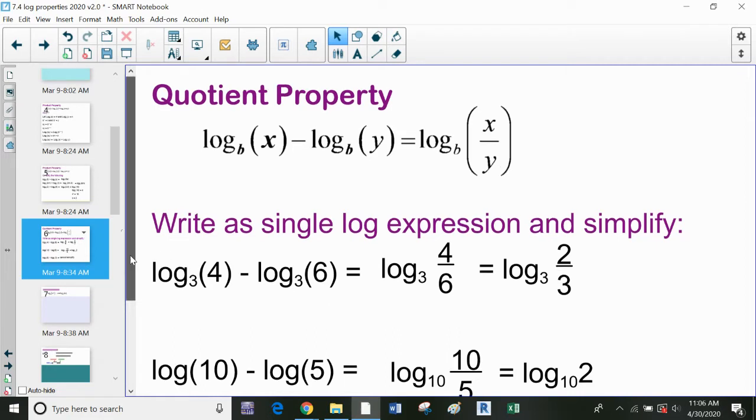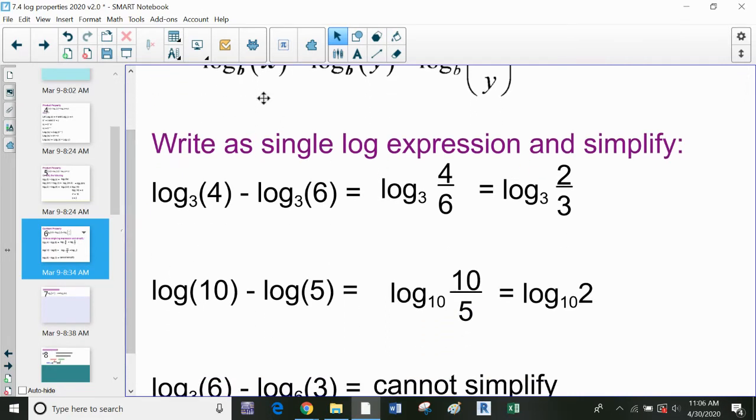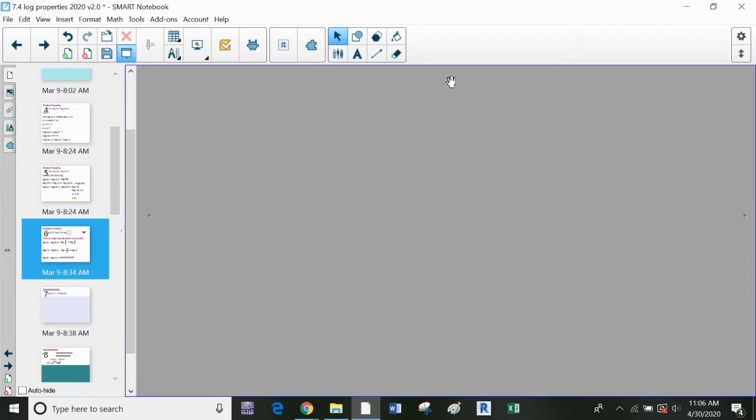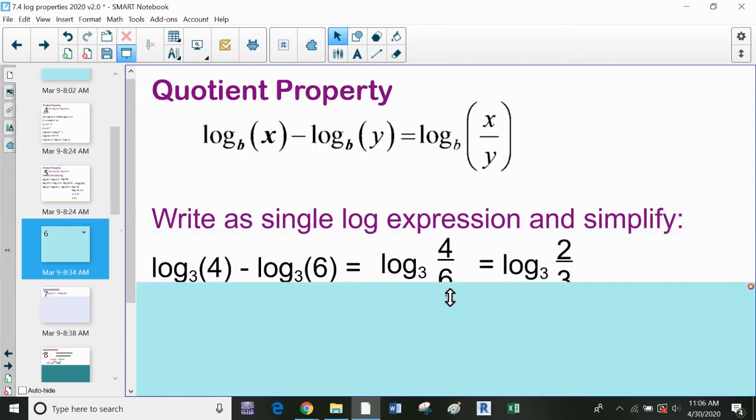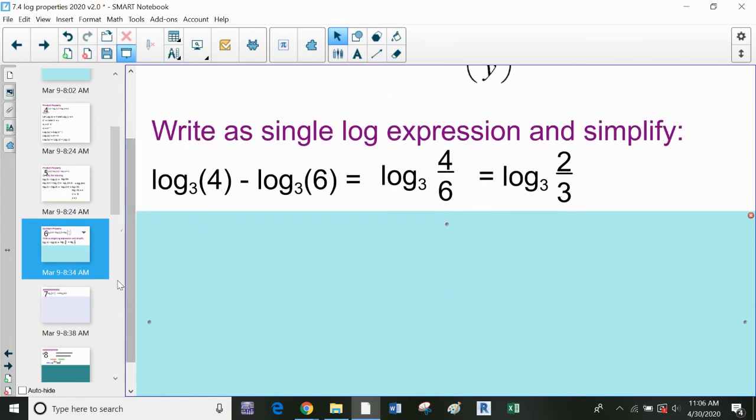Okay, let's play with a few of these. Let's write these as a single log expression. Let me grab a screen here because this is a lot to look at. Sorry, folks. I know that's a little annoying. But I just kind of want to focus your eyes here on what I'm talking about.